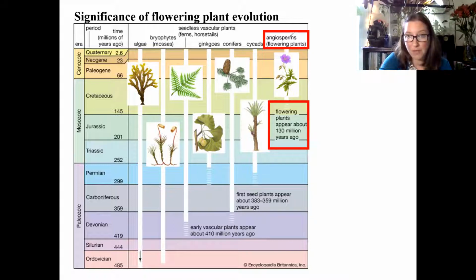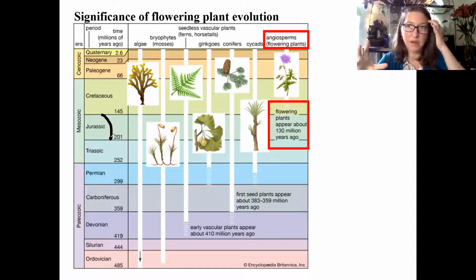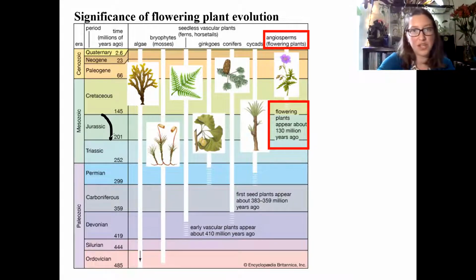But what's cool about that, the reason I'm pointing this out, and I just mentioned the Jurassic period, but the Jurassic period we think of as dinosaurs, but when things really started to get interesting and there was a lot of diversification of animals was in this Cretaceous period.